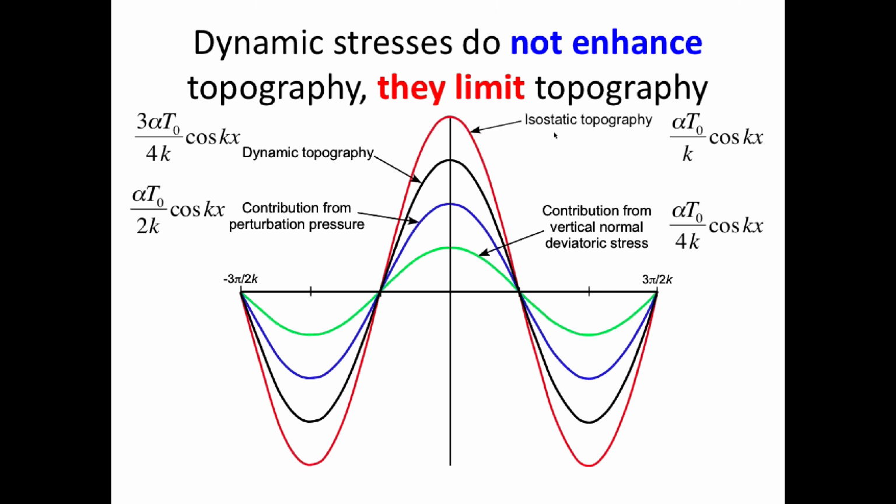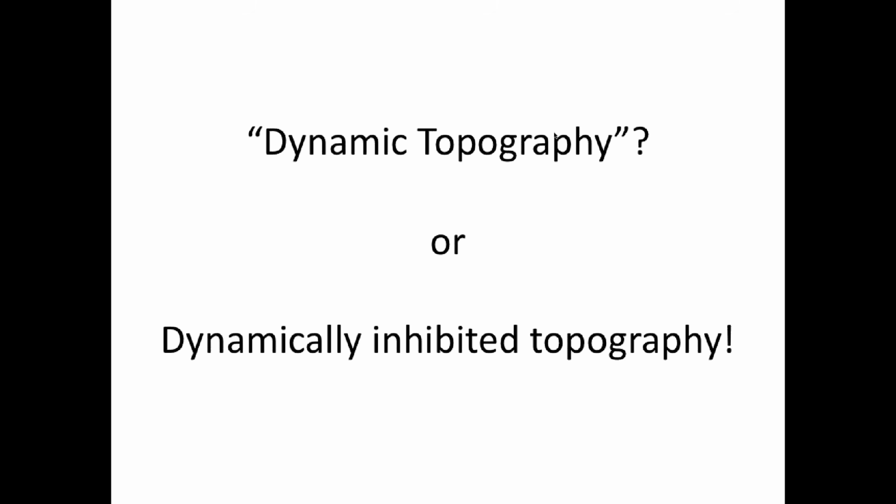Right? I mean, do we have dynamic topography, or do we really have dynamically inhibited topography? As I said, this is meant to be a polemic or a diatribe. I'm trying to take this all the way down.